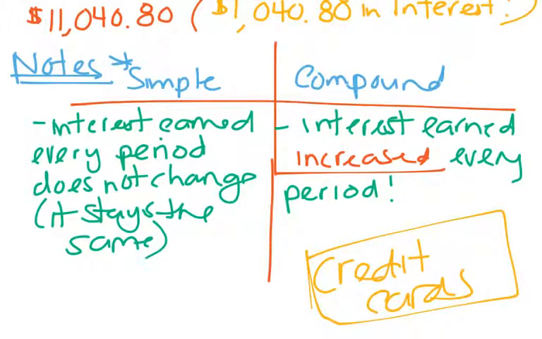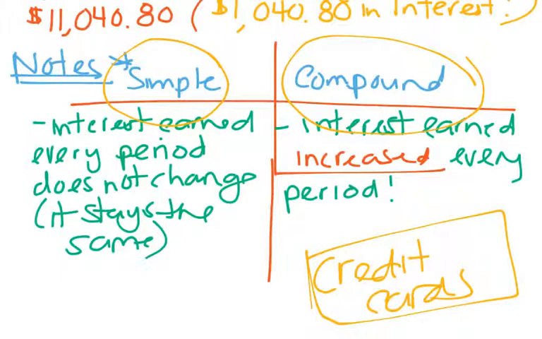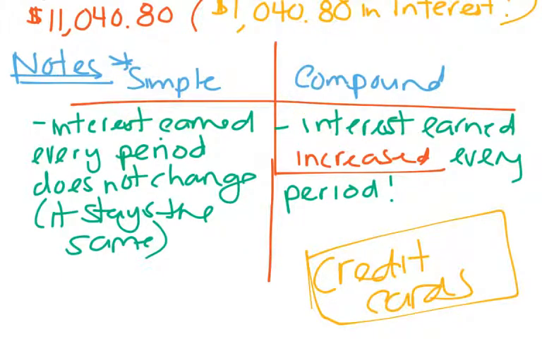Do you think that they're going to charge us simple interest? Or do you think that they're going to charge us compound interest? Think about it for a second and think about which one they're going to make more money from. And if you are thinking compound interest, you are completely correct. Credit cards are going to charge us compound interest. And they're going to try to make as much possible money as they can from us.